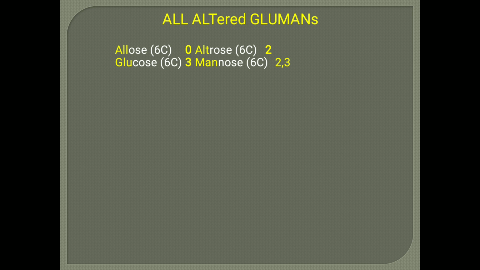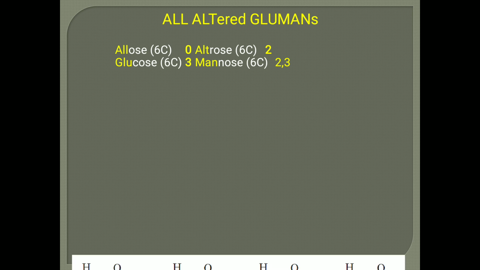Without looking into the code, you can just easily remember. Allose, the first one, 0. Altrose, the second one: the second carbon, on the right side. Okay, and then glucose, the third one: the third will be on the right side. Now mannose is the fourth, so it will be 2, 3. Both second and third carbon OH on the right side. So it's easy to remember because the numbers are in order only, nothing to be confused.